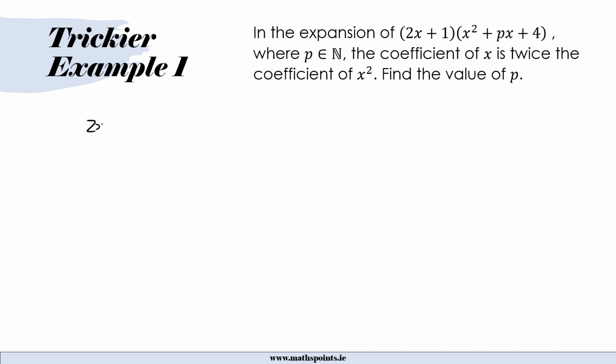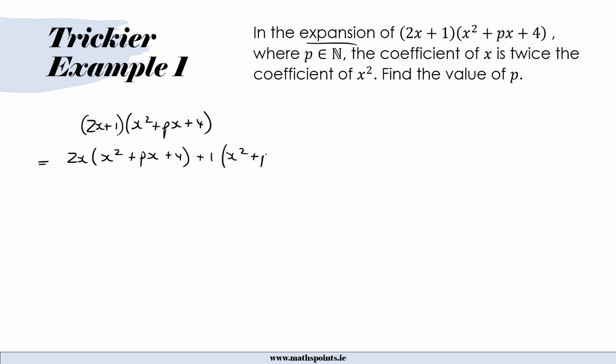So we have 2x plus 1, and then we have x squared plus px plus 4. And the question says in the expansion of this, and so they want us to expand this. What does expand mean? Expand means multiply it out so that the brackets are gone. We're going to take the first bracket and open it up, so it's going to be 2x on x squared plus px plus 4, and then plus 1 on x squared plus px plus 4.